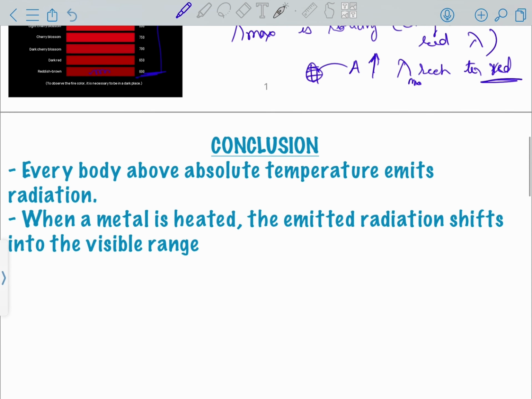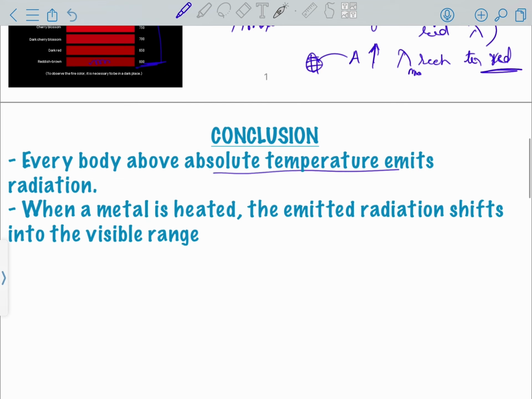So in conclusion, every body above absolute temperature emits electromagnetic radiation, generally in the IR range, and when a metal is heated, the emitted radiation, which is initially in the IR range, shifts into the visible range.